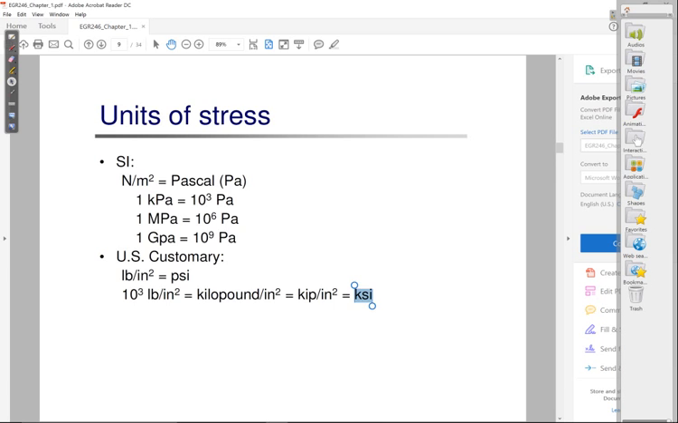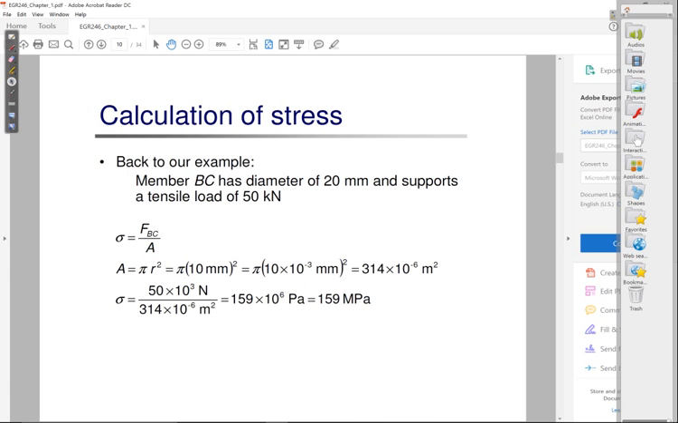So with that out of the way, now we can take a look at how you're going to calculate the stresses in that frame problem that we talked about earlier. Member BC, if you remember, had a round cross-section, diameter of 20 millimeters, and a tensile force of 50 kilonewtons. So the stress in member BC is 50 kilonewtons, which is 50 times 10 to the third newtons, divided by area, which is pi times radius squared. If you work that out, that's 159 times 10 to the 6 pascals, or 159 megapascals.